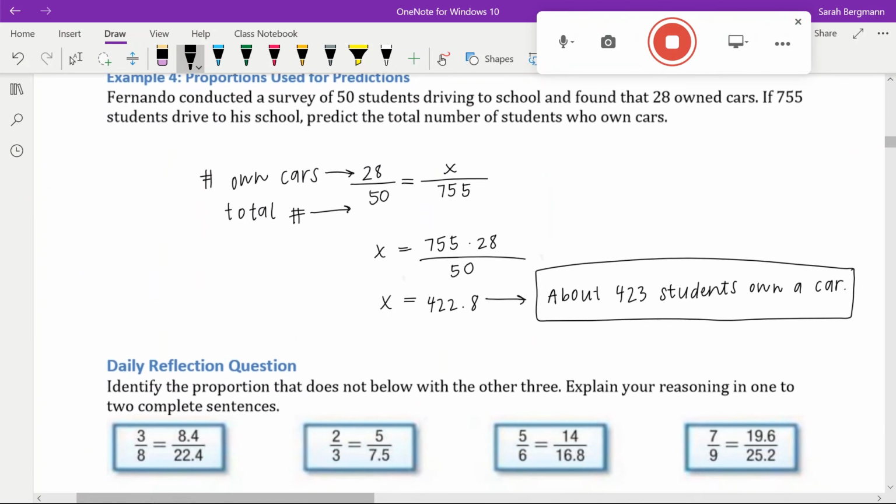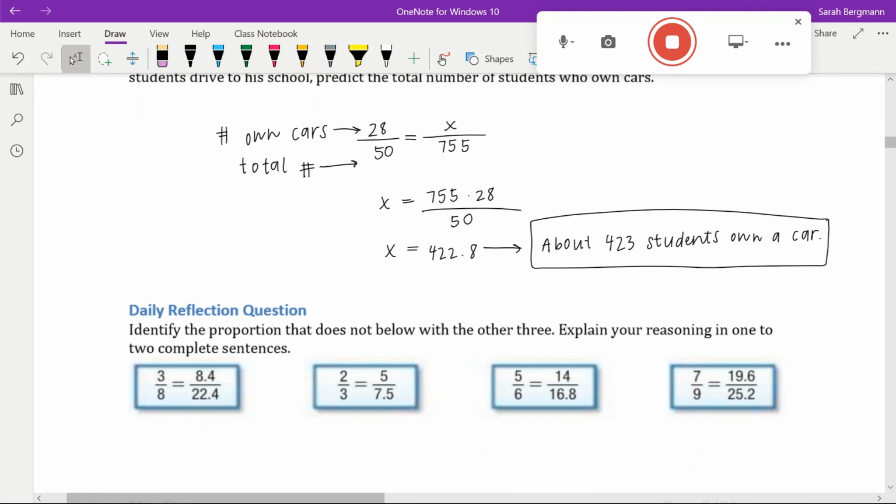Okay, finally, here's what I want you to reflect on today. I want you to look at these 4 proportions and see if you can identify the proportion that does not belong with the other 3. Explain your reasoning in 1 to 2 complete sentences.